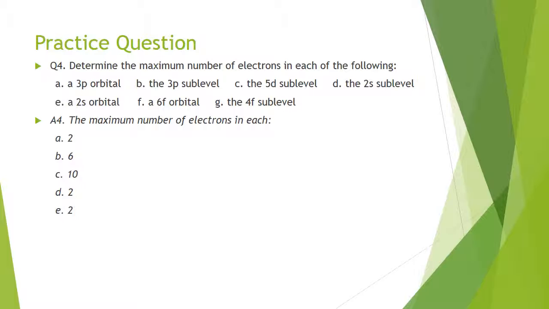Question F, a 6f orbital. Again, the question is asking about a single orbital, maximum of 2 electrons. Finally, question G, the 4f sublevel, the entire sublevel. Remember, f sublevels have 7 orbitals, so that is a maximum of 14 electrons in any f sublevel.